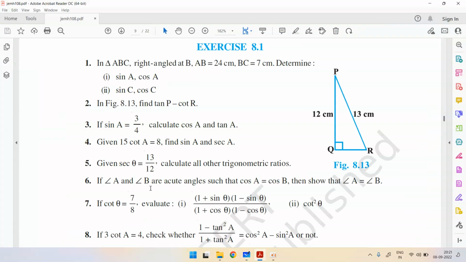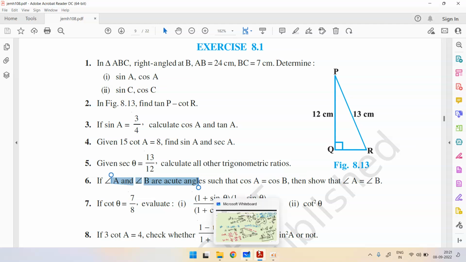Now next: if A and B are acute angles such that cos A equals cos B, then show that angle A equals angle B. What do you mean by acute angle? An acute angle is an angle less than 90 degrees. An obtuse angle is greater than 90 degrees. So these are two angles, and it is given that these two angles are acute angles, which means they are less than 90 degrees.